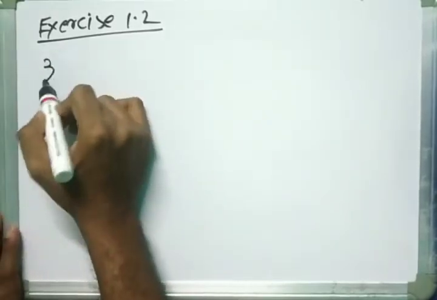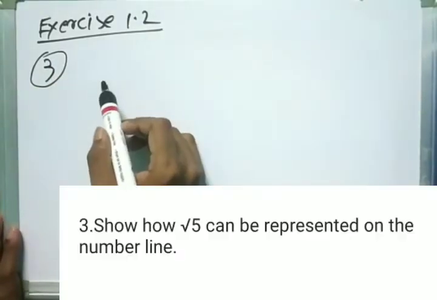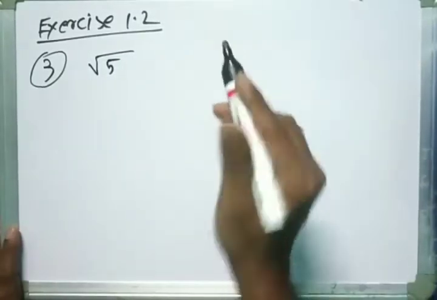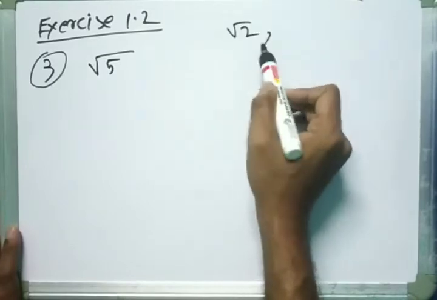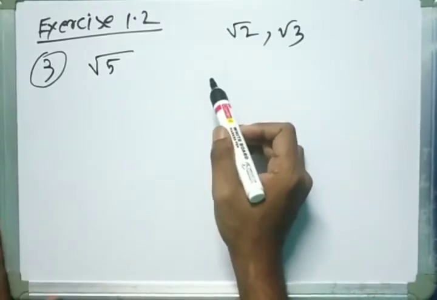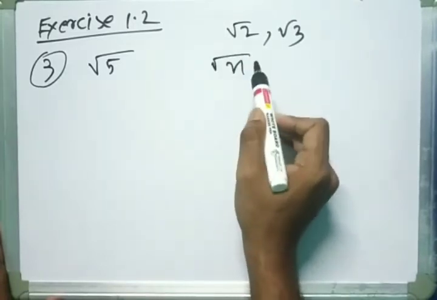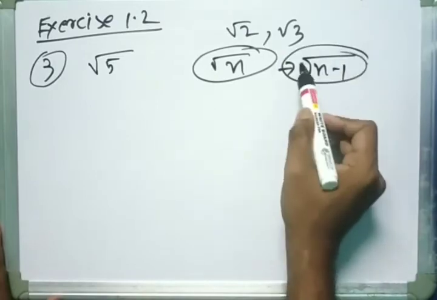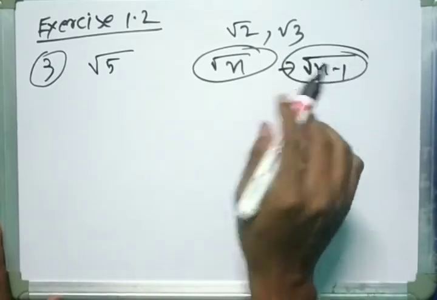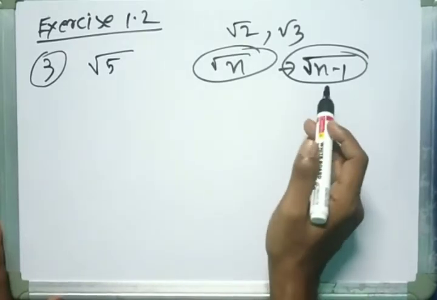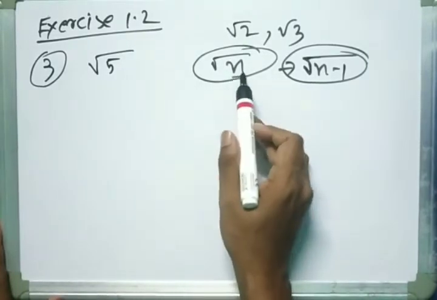Now 3. So how can root 5 be represented on the number line? I have discussed in detail how to locate root 2 and root 3, and also discussed that before locating root n, you have to locate root n minus 1. It means you have to find out the value of root n minus 1 on the number line. Then you will be able to locate root n.